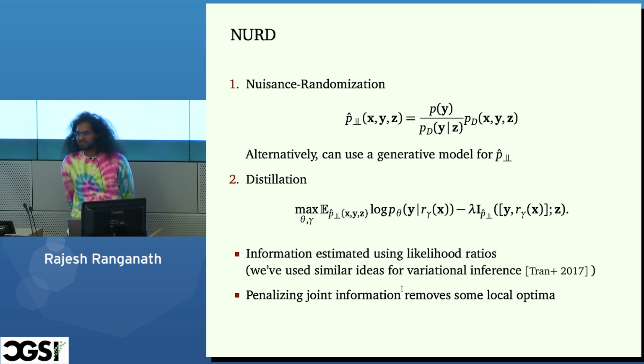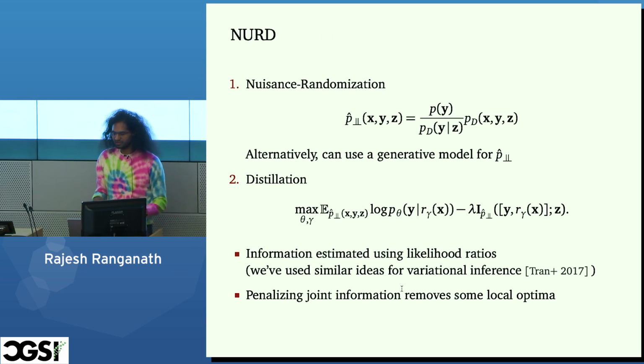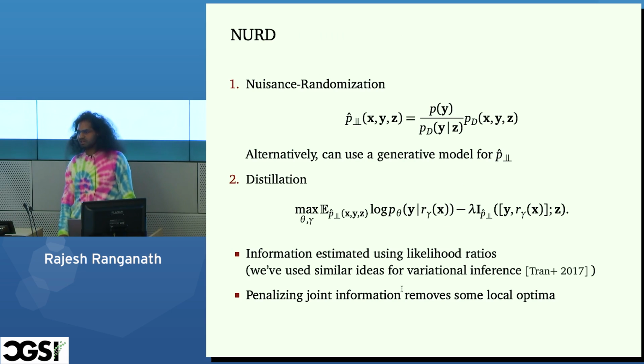And you can get an algorithm out of it. Even though there's a lot of math that went into the step, the algorithm is not too complicated. The first step is to construct this nuisance randomized distribution where you make the label and the nuisance independent. You can do it by reweighting, which is the first objective here, or you can also use a generative model to build samples from it. I'll talk about that in a slide in a second.